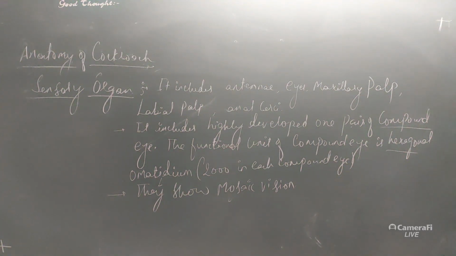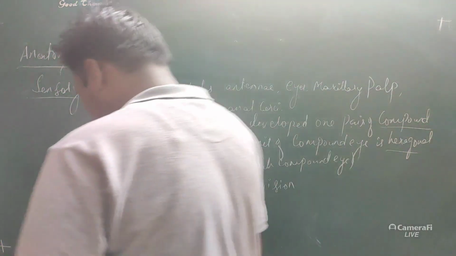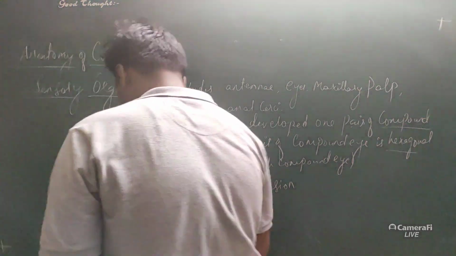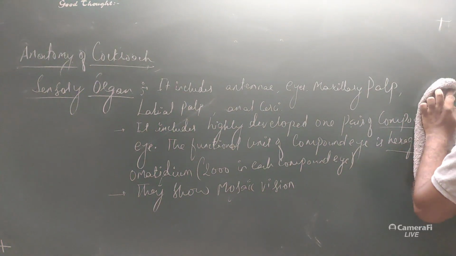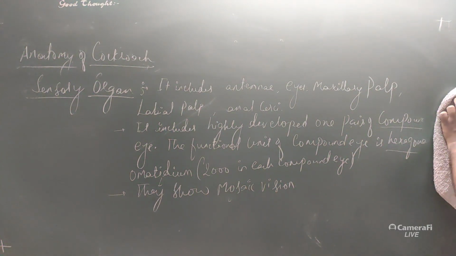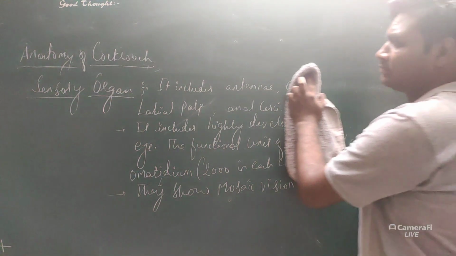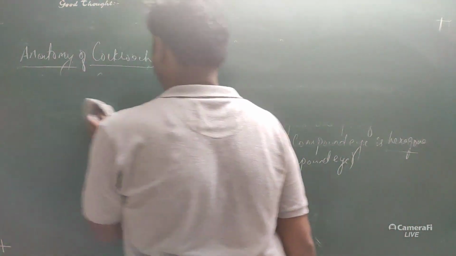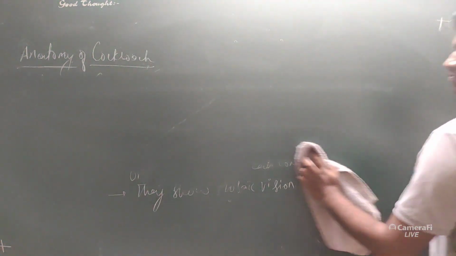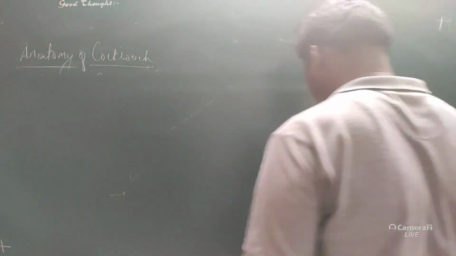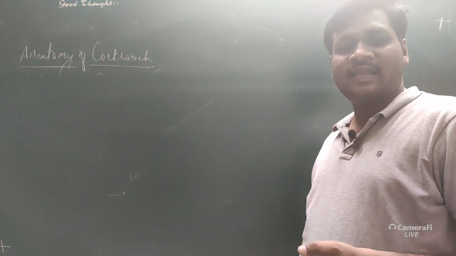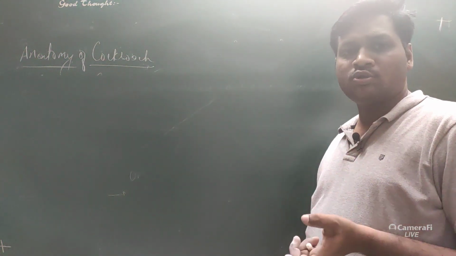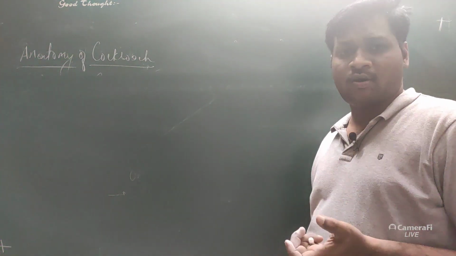The next we'll move to another point, that is the reproductive system. Now what type of reproductive system is seen in case of cockroach? You can pause the video and note down the points. See, the maxillary palp and the labial palp are present near the mouth. Okay, these are also sensory organs.